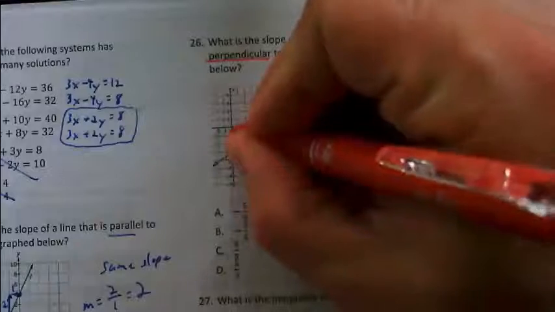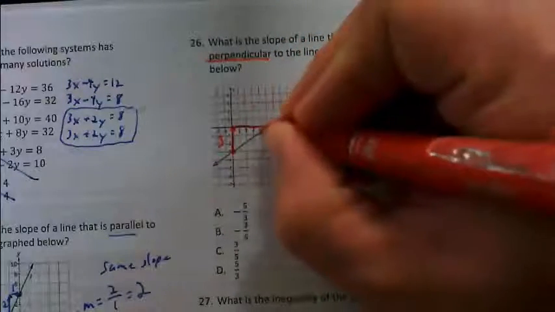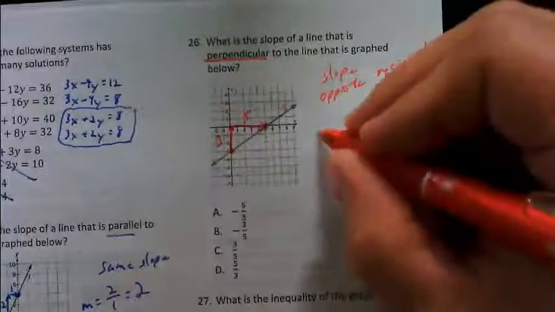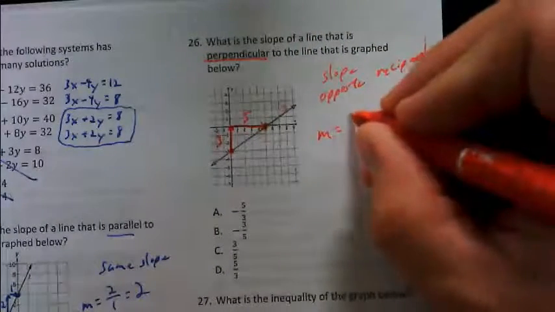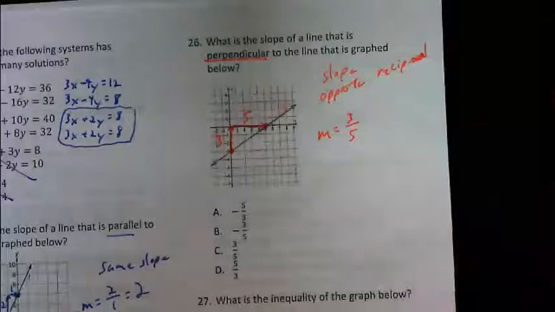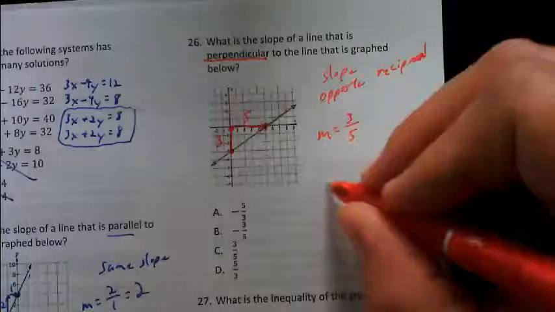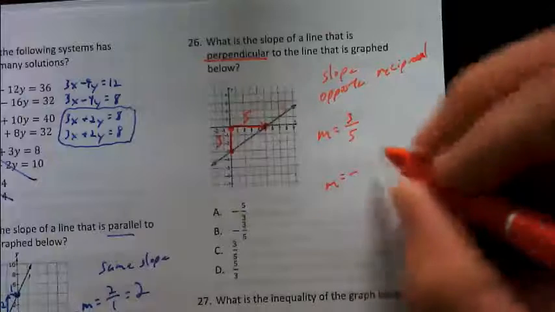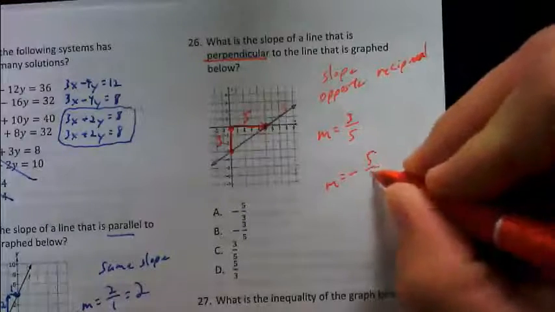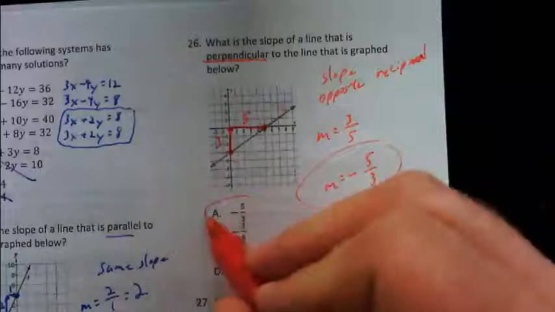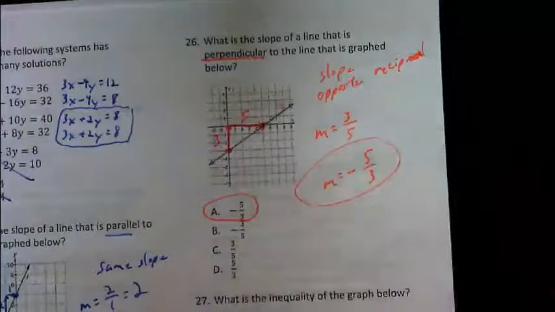So, goes up 3 over 5. So, the current slope is positive 3 over positive 5. So the opposite reciprocal would then be negative 5 over 3. So negative 5 over 3 was A.